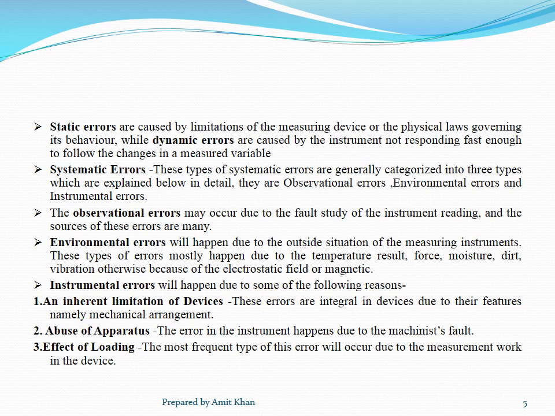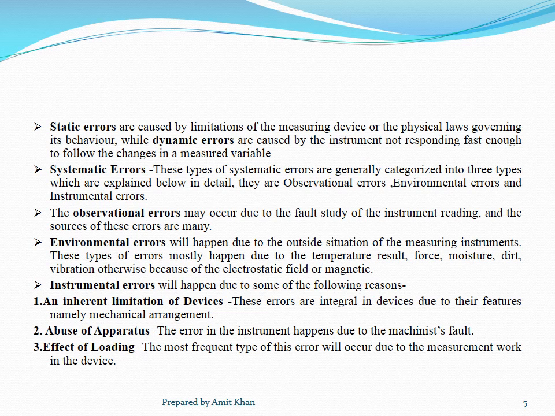Then come systematic errors. These are generally categorized into three types: observational error, environmental error, and instrumental error. Observational error may occur due to false reading of the instrument, and the sources of these errors are many. Environmental errors happen due to the outside conditions of the measuring instruments. These mostly happen due to temperature, force, moisture, dirt, vibration, or because of an electrostatic field or magnetic field or magnetic effect.